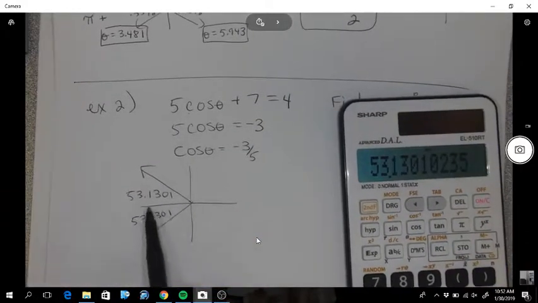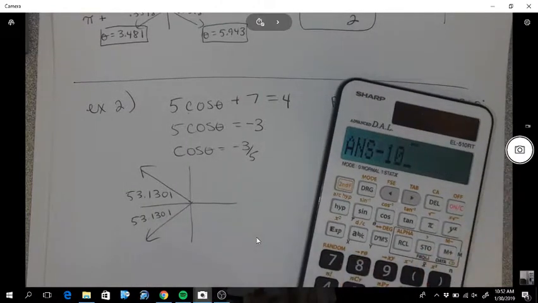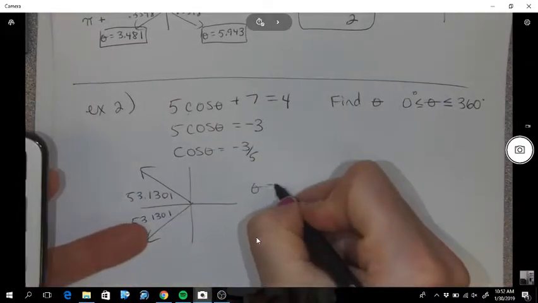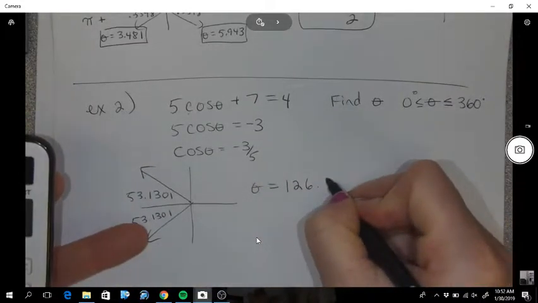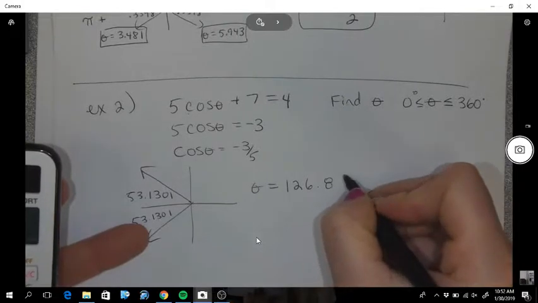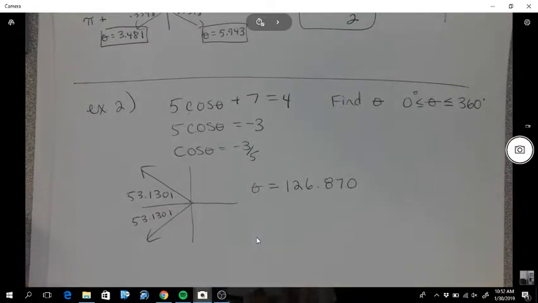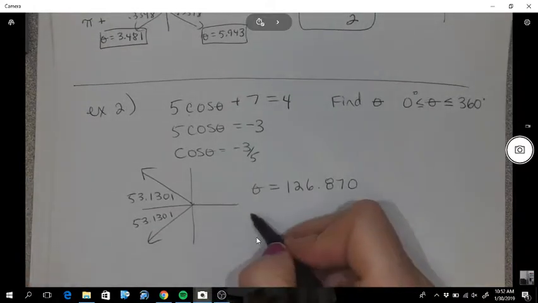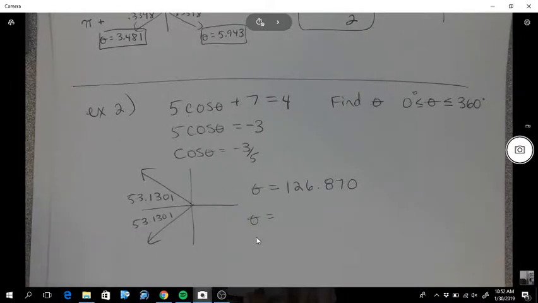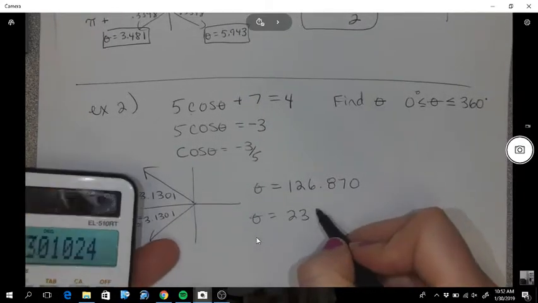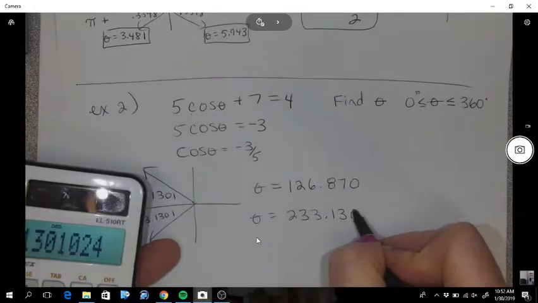Okay, so this one is smaller than 180 and this one's bigger than 180. So we have our angles to be 126.870, and the second angle is 233.130.